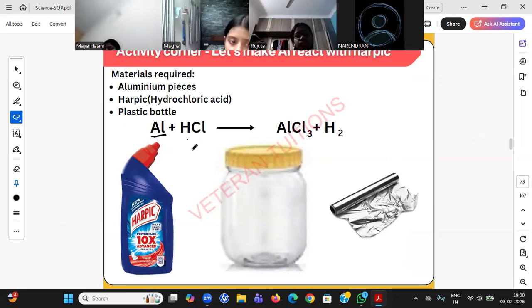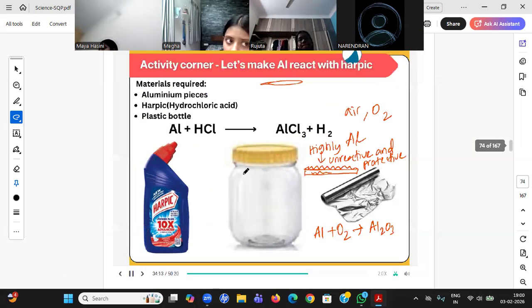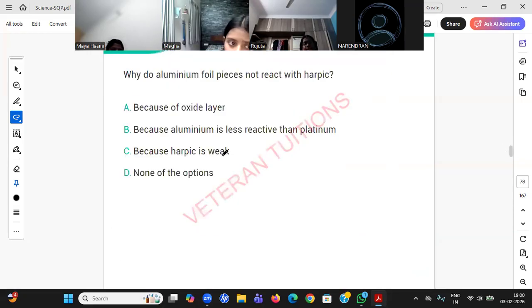Now, student, I think you can surely do this. Whenever I ask about Harpic, you take aluminum plus HCl. So this one, student: why do aluminum foil pieces not react with Harpic? Sir, what is the answer? Which type of reaction is the reaction? Redox reaction.